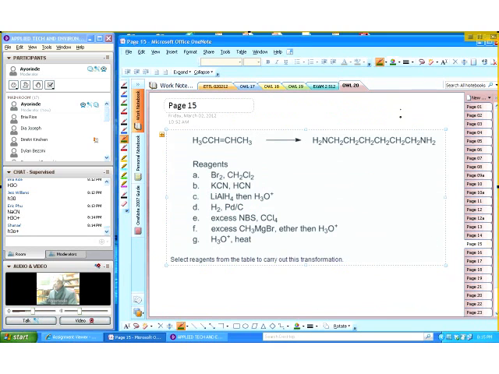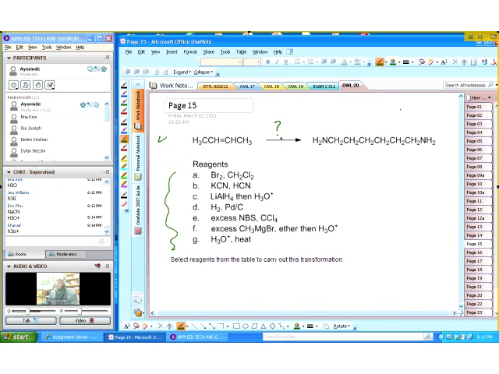Let's see. Okay. It's a good one before we leave. Jessica, is your mic working? If your mic is working, can you read the question first? Select reagents from the table to carry out this transformation. Okay. So what they want us to do here, use reagents from here to show how to go from here to here.